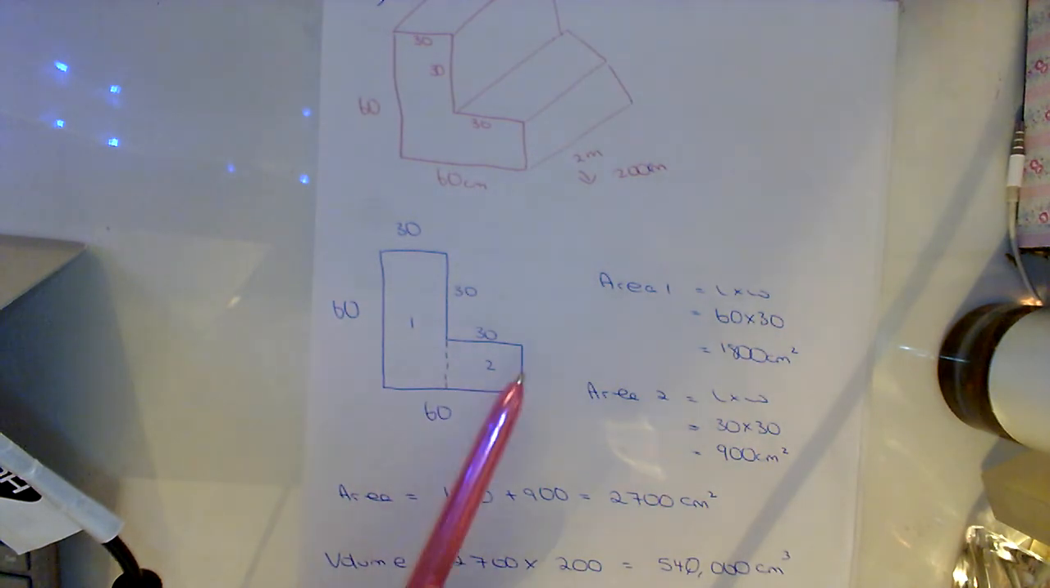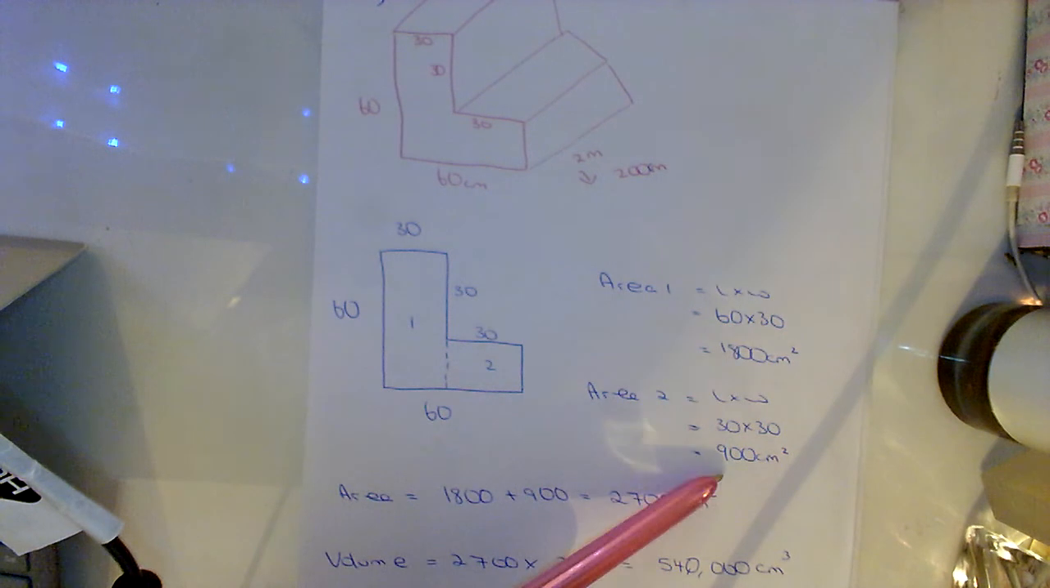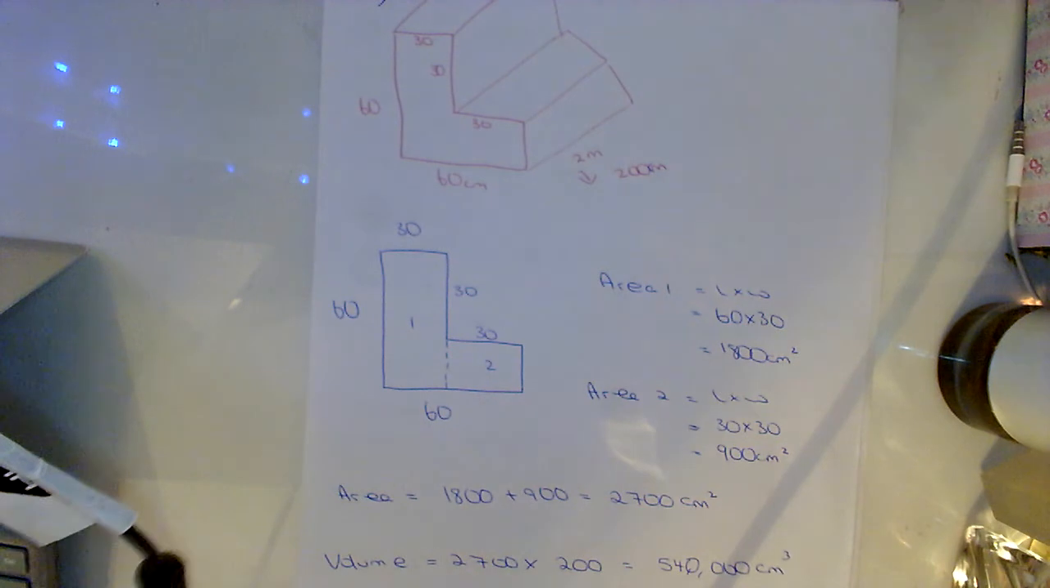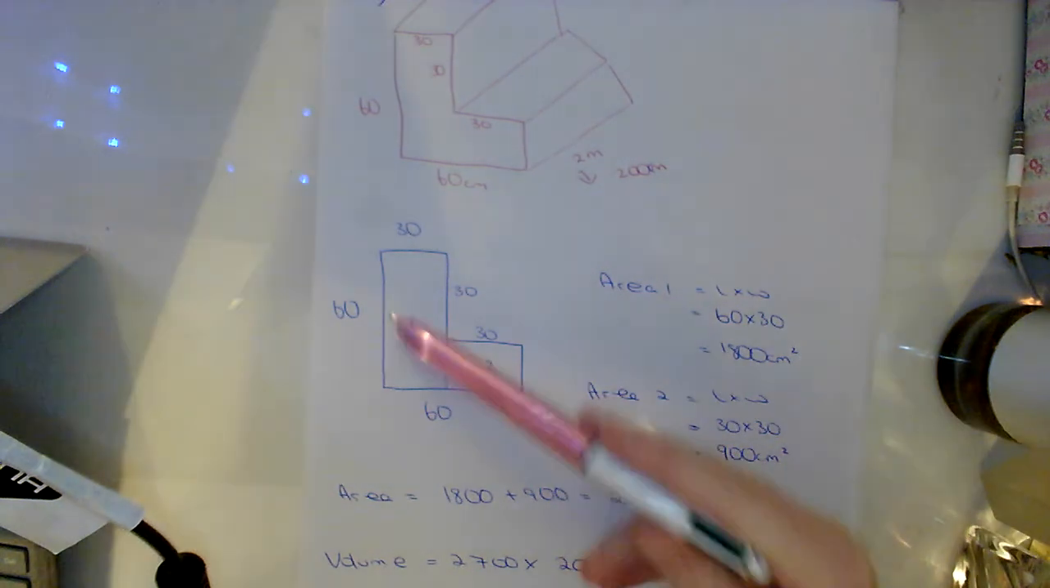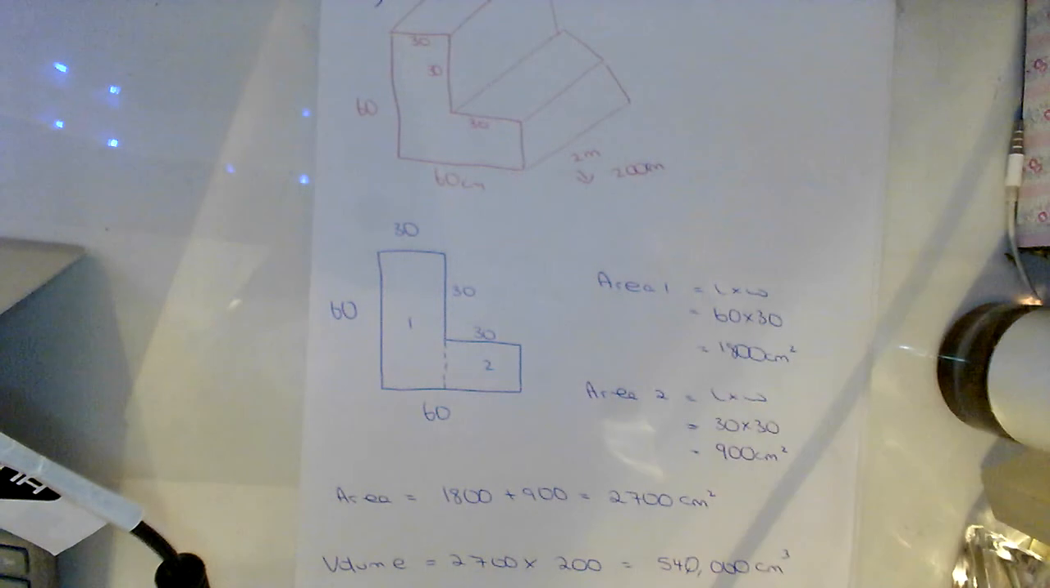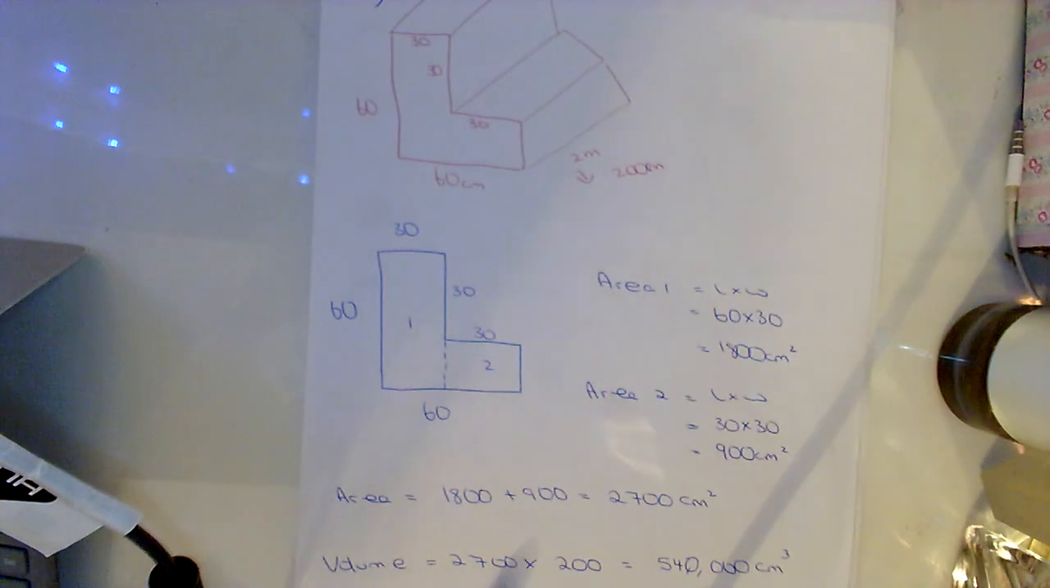And I add them together, so that's my total area of my cross section times my length. Okay, so I'm going back to 200 centimeters. So I have my volume as 2,700 by my 200, and I get 540,000 centimeters cubed.